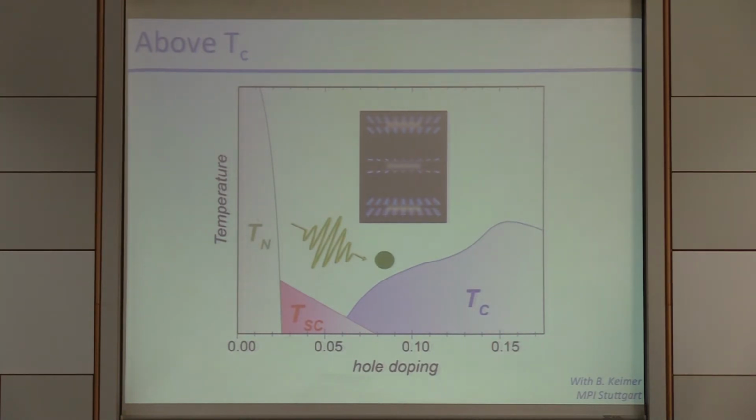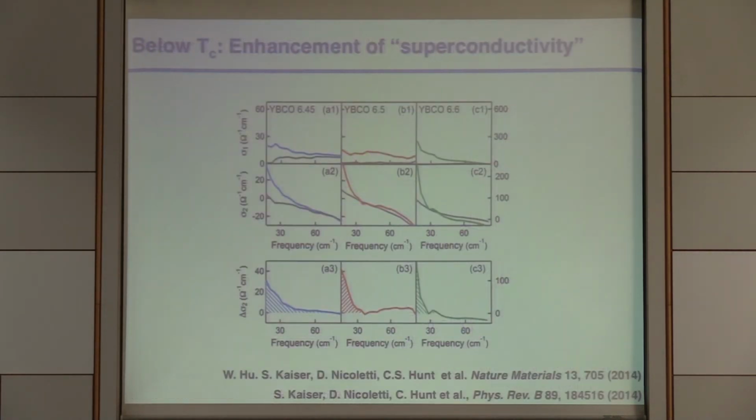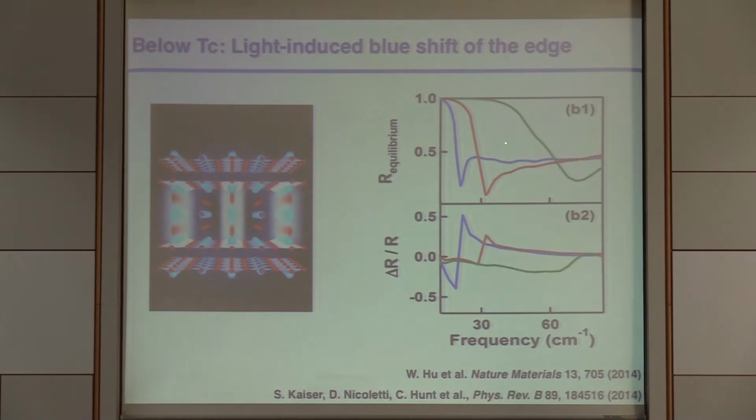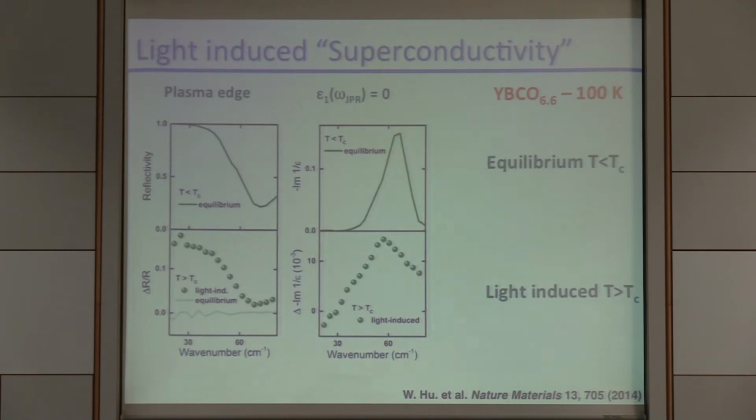I told you that the interbilayer tunneling becomes stronger, suggesting that the system might be a higher temperature superconductor. So we look at this same plasma edge. We go in this system, which below TC has got this edge, and above TC does not have any edge. And so we go above TC, and we pump the apical oxygen. And what you find, again, this is the edge that I showed you at equilibrium.